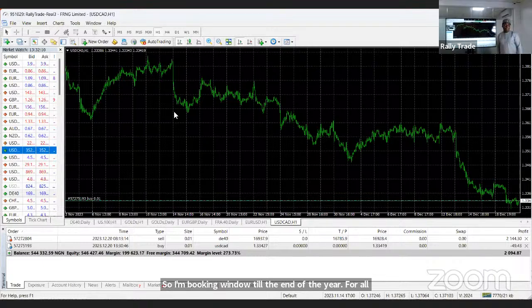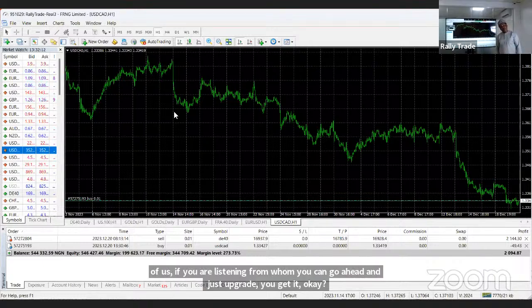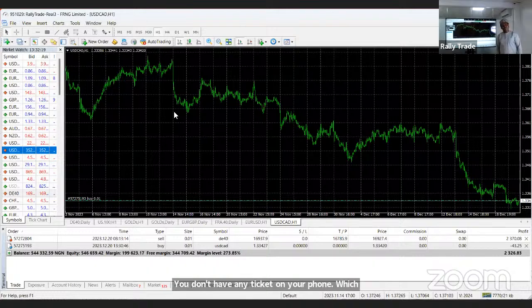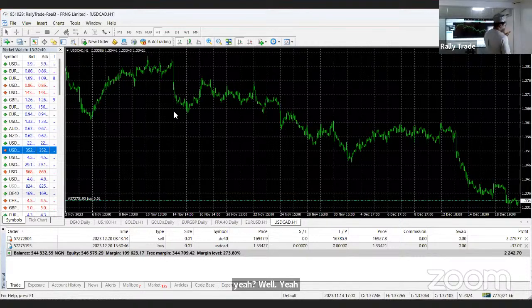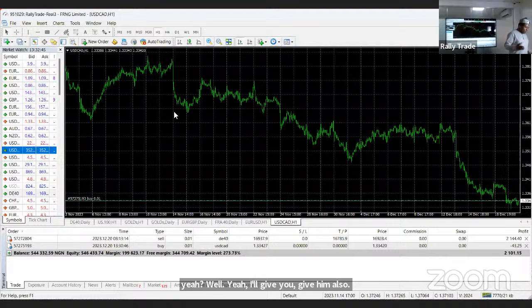You said, excuse me, at the other conference, that if we upgrade our account, you give us the indicator for phone. You don't have any indicator on your phone? Which broker are you coming from? Rally. Which Rally? But should you have the indicator on your phone? Oh yeah, give it to Mayowa. Mayowa will put the indicator. You have been saying phone since then. Now I understand. You don't have any indicator on your phone. Wow. Mayowa, give him Bollinger Band and also the moving average breakout.